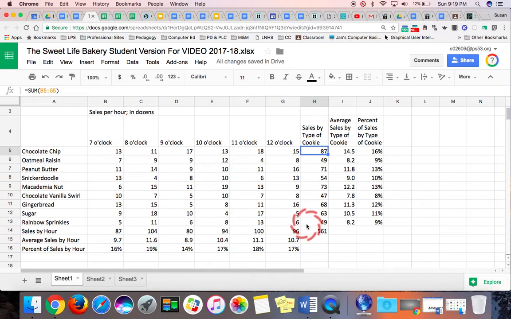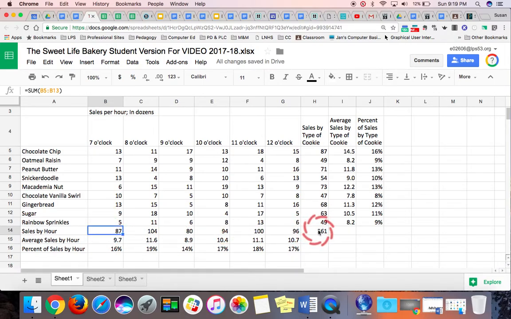Then you're supposed to find a total sold for each hour of operation. So that's going to be on row 14, your sales by hour. Here's an example, =SUM(B5:B13). And then you're going to do that all the way through.